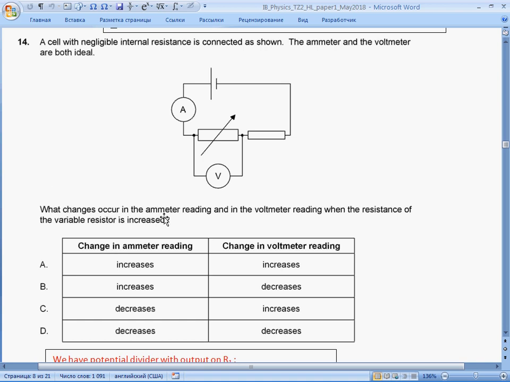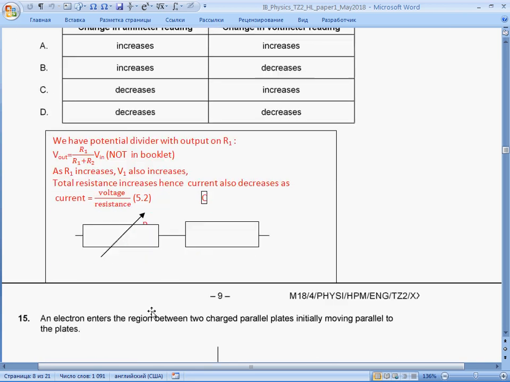What changes occur in the ammeter reading and in the voltmeter reading when the resistance of the variable resistor is increased? So the variable resistor and fixed resistor make a potential divider. They share the voltage provided by the cell. The greater the resistance, the greater share of voltage is on the resistor. So when we increase the resistance of the variable resistor, more voltage falls on it, but total resistance will increase, decreasing the current. So we choose ammeter decreases, current but voltage increases. Answer C.